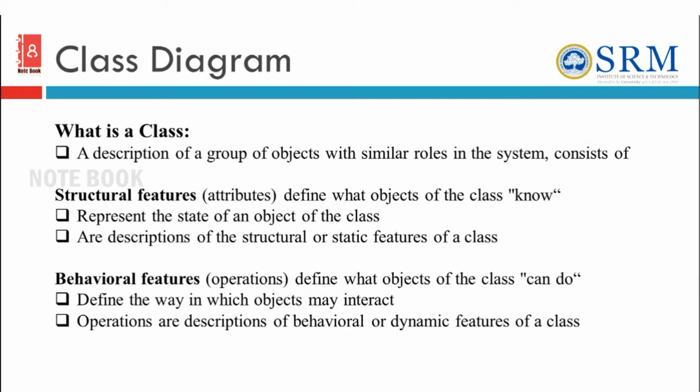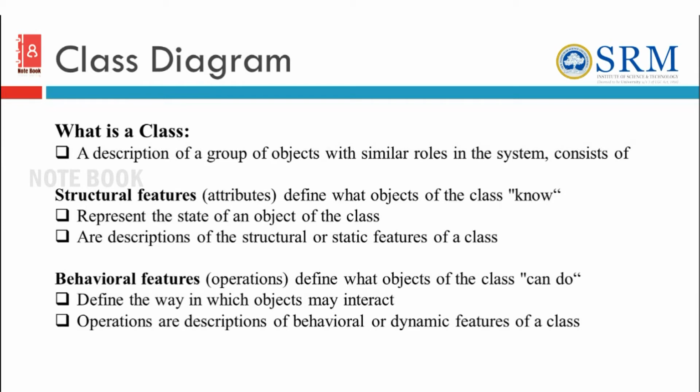A class is a description of a group of objects with similar roles in the system. It consists of two things: one is structural features and the other is behavioral features. The structural features represent the attributes of the class. The attributes define what objects of the class know. For example, if there is a class car, then the attributes of the car may be car name, car type, car style, likewise. It represents the state of an object of the class.